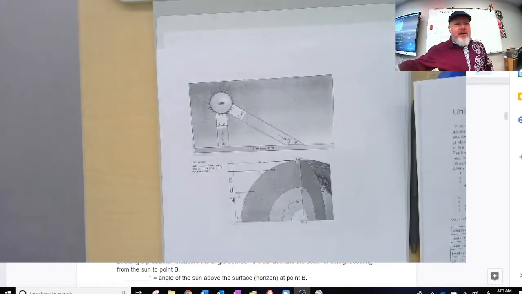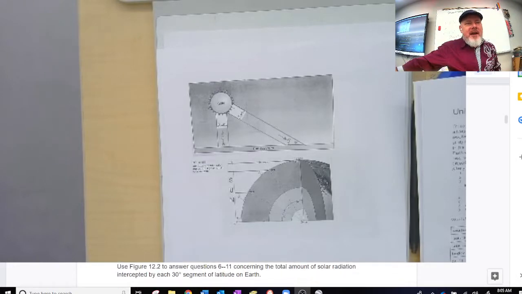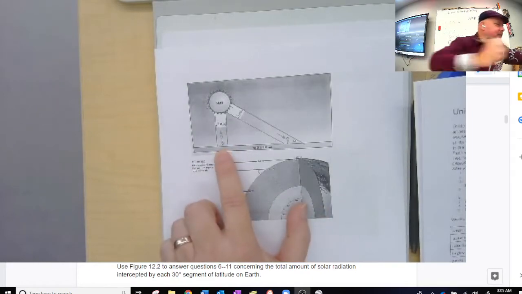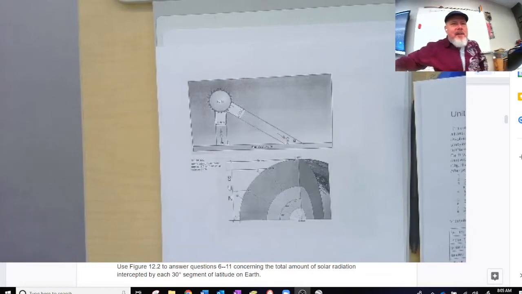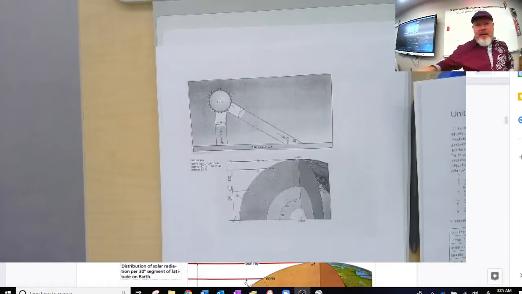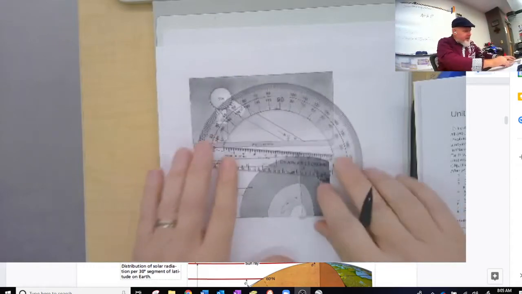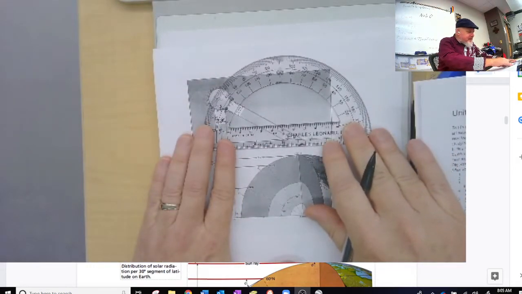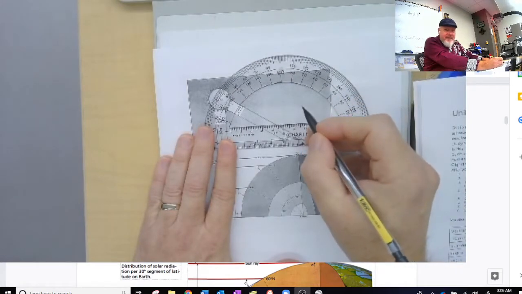All right. So notice that in figure 12.1, the sun is directly overhead, striking you from a 90 degree angle. And that's what we're talking about there. So he is being hit by the sun at a 90 degree angle. It says, using a protractor, measure the angle of the surface of the beam of sunlight coming to point B. So this is a protractor. And what you're going to do with the protractor is you're just basically going to hold it up like this and tell me what angle that sunlight is.